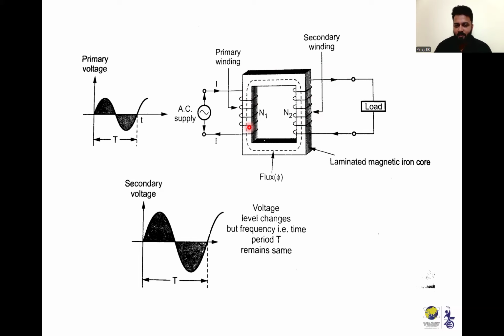You are giving supply to the primary winding of the transformer, and flux is produced in the primary winding. That flux links to the secondary winding. Due to the linkage of the flux, alternating current is produced in the secondary winding, as well as EMF induced in the secondary winding. Hence, it starts giving supply to the load. So you can see here, step up: the alternating supply input has a lower amplitude, and the output has a higher amplitude.